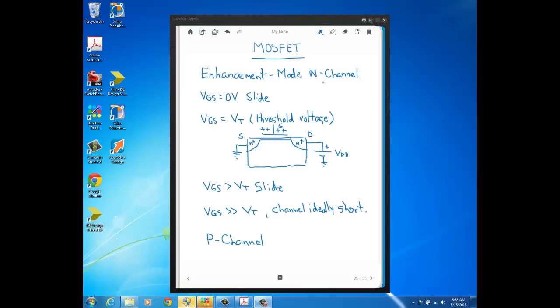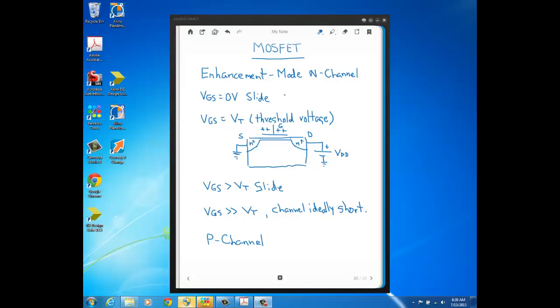Now there's also depletion mode MOSFETs that I'm not going to talk about in any of my videos, but it is covered in our textbook. And once you understand one type of MOSFET, I think it's pretty easy to understand the other type.